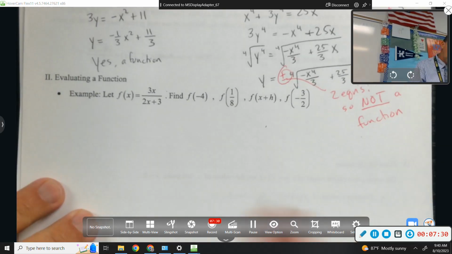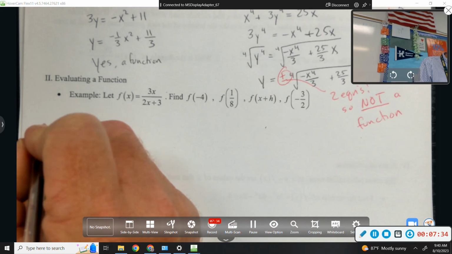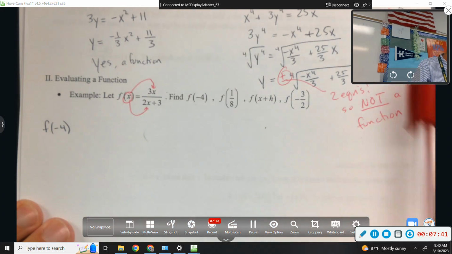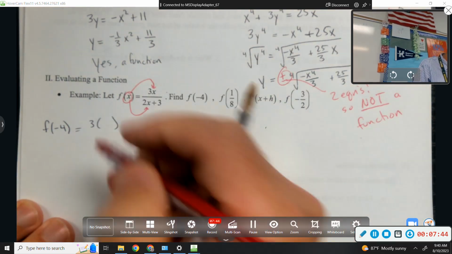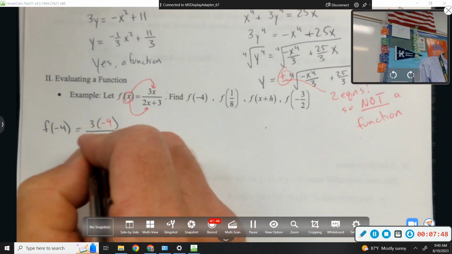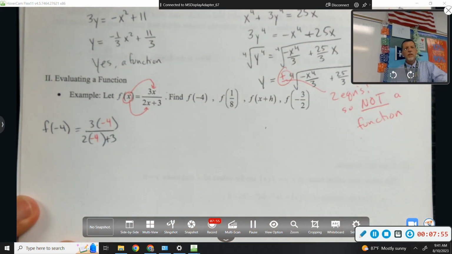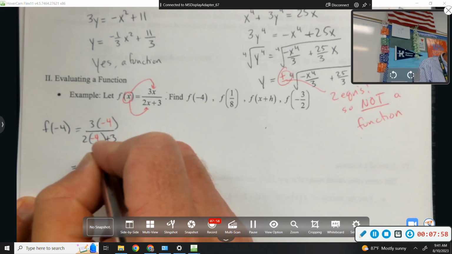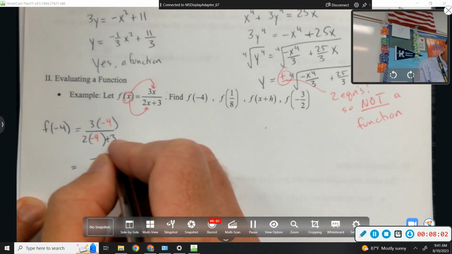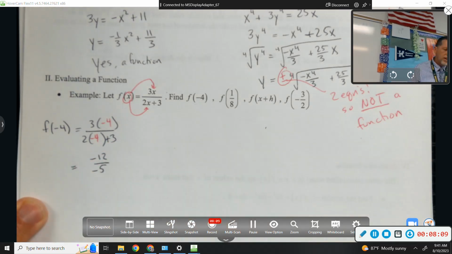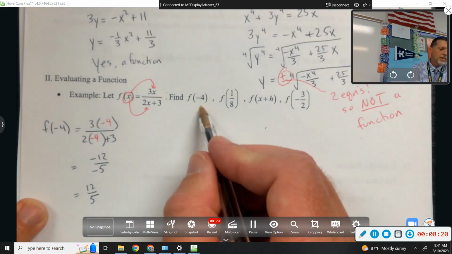Right, evaluating a function. f of x is this thing. Find f of negative 4. Well, whatever's in parentheses goes in for x on the other side. So 3 times negative 4 over 2 times negative 4 plus 3. And then clean that up a little bit. Negative 12 over negative 8 plus 3 would be negative 12 over negative 5, so 12/5. So if our input is negative 4, our output is 12/5.